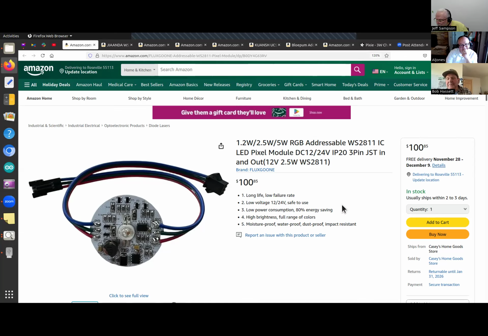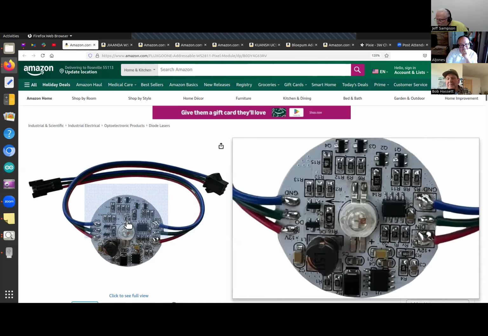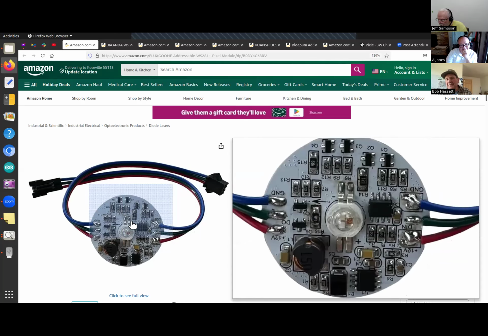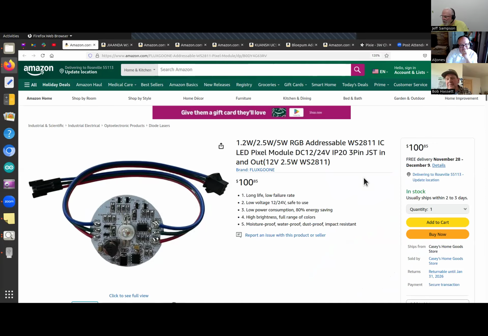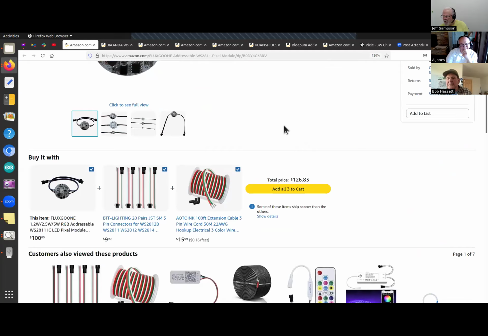And then the other thing was this one. So I think other than the fact they're screwing you on the price, it seems to do everything you need. This one is RGB addressable WS2811 IC. And here's another odd thing. It says 1.2 watts / 2.5 watts / 5 watts RGB. And then usually if they do that, there'll be a thing down here where you can click and say, show me the small one, the medium, the large one, and they don't show you that anywhere.